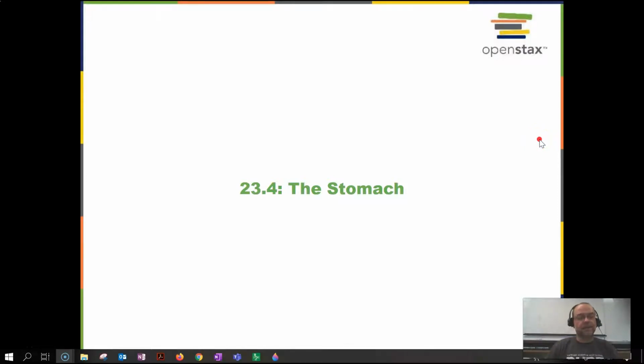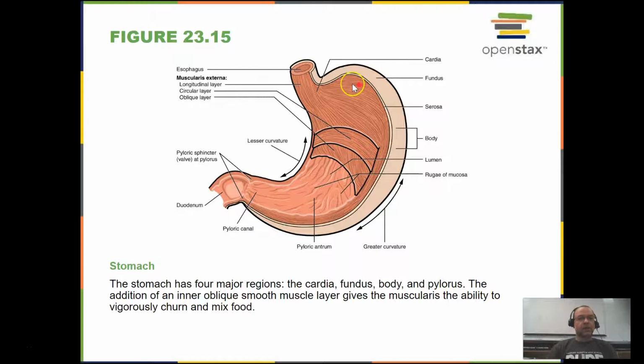Okay, let's take a look at the stomach, the structures of the stomach, and some of the digestive processes that occur in the stomach. So here we have the proximal end of the stomach. Here's the distal end. The proximal end attaches to the esophagus, and here is the lower esophageal sphincter, a circular group of muscles that keeps the stomach contents in the stomach proximally.